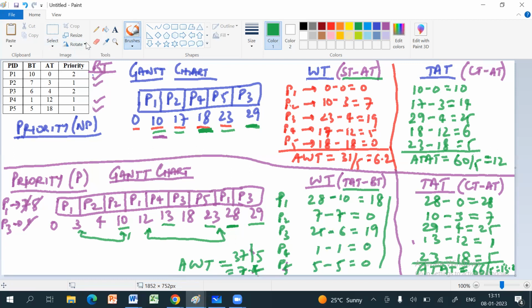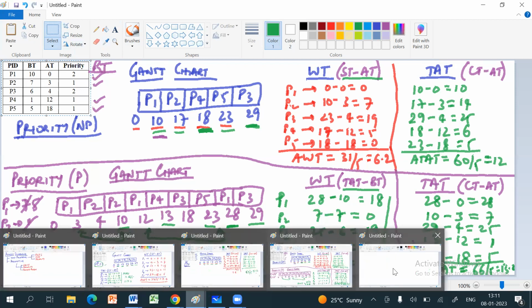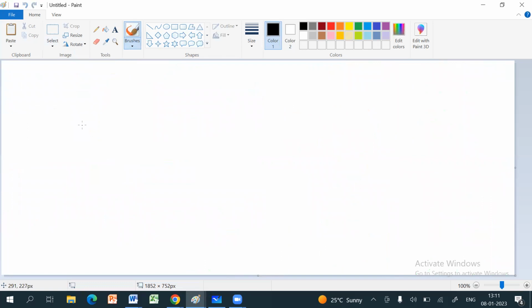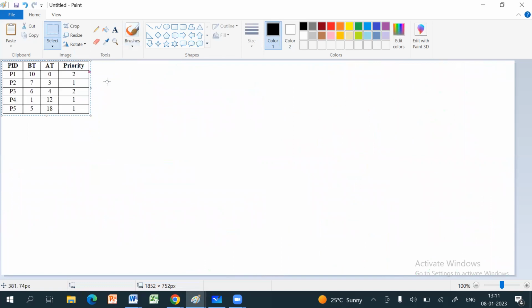Now let's move on to SRTF. So let me just quickly copy this part here and move on to a new window. Okay, so now we are working with SRTF, shortest remaining time first.